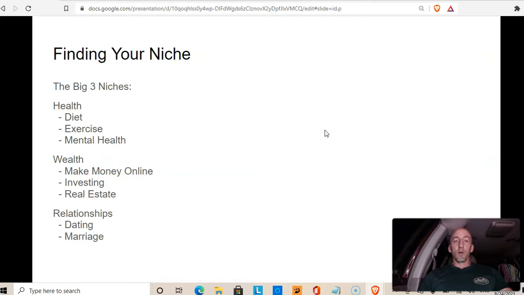The whole thing is just picking one of these niches you want to get into, because these are the three big niches that are evergreen. They're not going away. They're going to be here forever. There's always going to be people looking for a problem to solve in one of these.